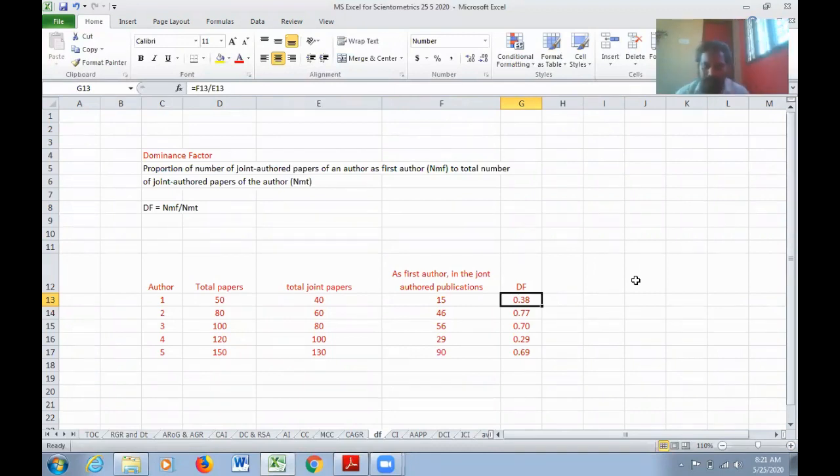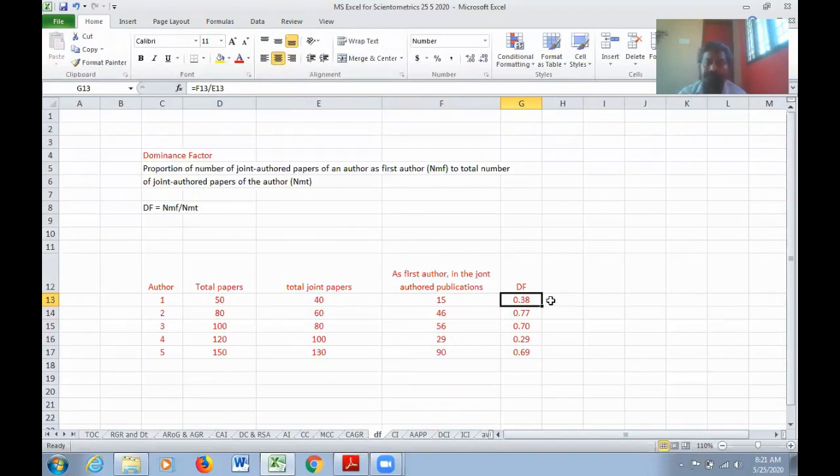See, as an author, I contributed 40 papers in collaborative mode, but in all the 40 papers, my name is not the first author. My name is in the second name, third name, fourth name, fifth name. If it is so, what is my dominance? To what extent do I dominate in this particular research field? Though there are a lot of collaborative papers, in how many papers is my name appearing as the first author? So that is how the dominance factor is calculated.